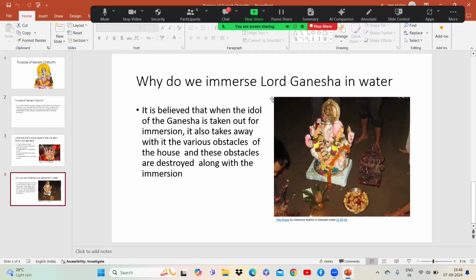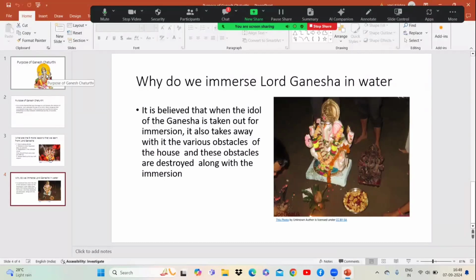Why do we immerse Lord Ganesh in water? Here is the reason. It is believed that when the idol of Ganesh is taken out for immersion, it also takes away with it the various obstacles of the house, and these obstacles are destroyed along with the immersion. So whatever obstacles we have at home, when we immerse this idol in water, the obstacles are removed along with that idol. So that is the sentiment or maybe the belief of the Hindus.